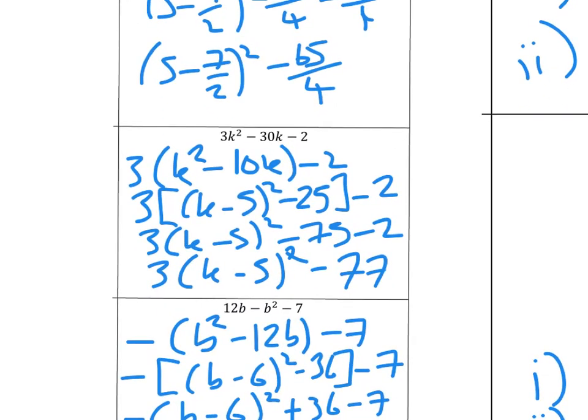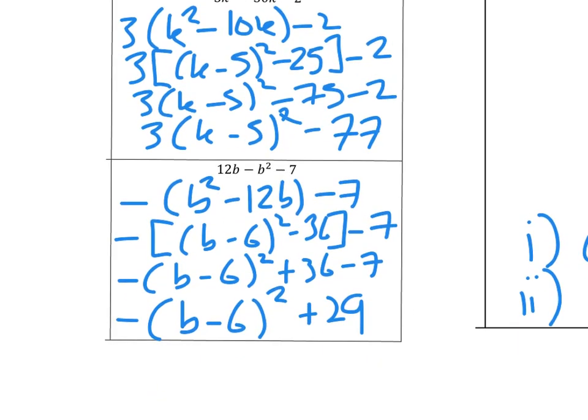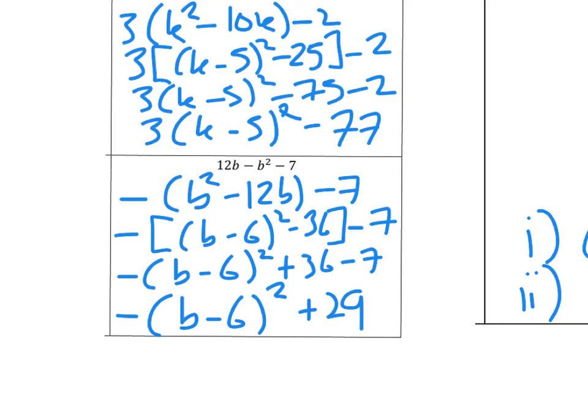For the one after, you would factorize out the 3 from the first two terms to be left with k squared minus 10k. Complete the square to get k minus 5 squared minus 25. Times that by 3, so you get minus 75, and take away the 2 to get minus 77. And the last one, you factorize out the minus from the first two terms, so b squared minus 12b. Complete the square on the bracket, so b minus 6 squared, take away 36. Expand by the minus 1, so that turns into plus 36, and then take away that 7 at the end to get plus 29.